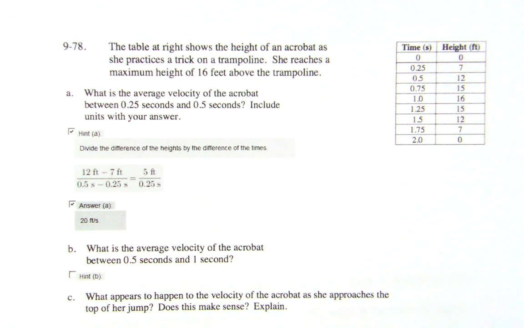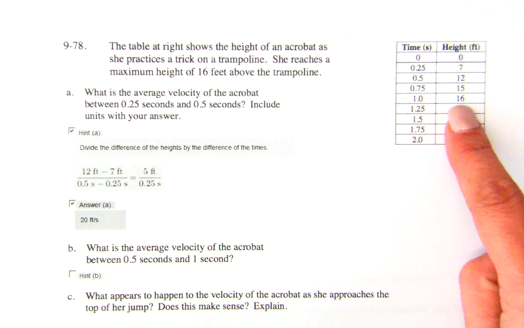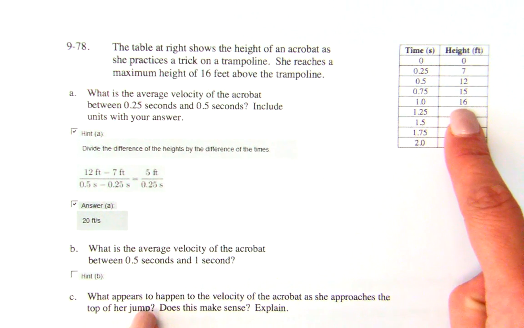Okay, this is Math 2. We're going to do 78 through 84. And to start us off on 78, it says the table at the right shows the height of an acrobat as she practices a trick on a trampoline. She reaches a maximum height of 16 feet above the trampoline.